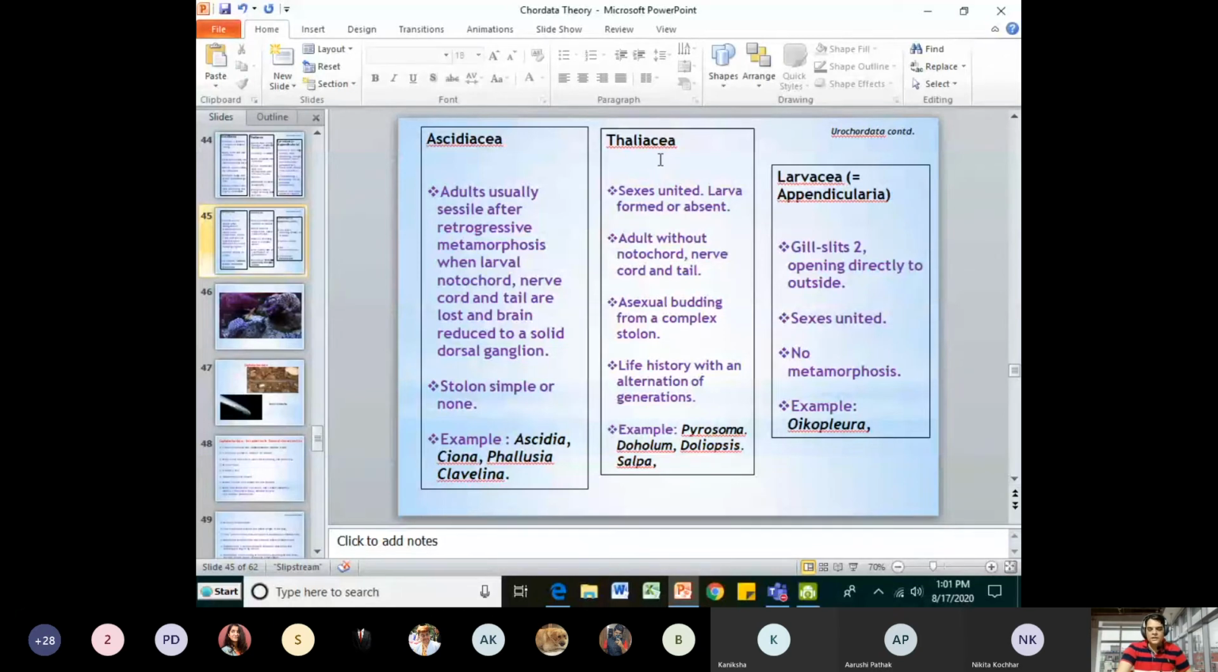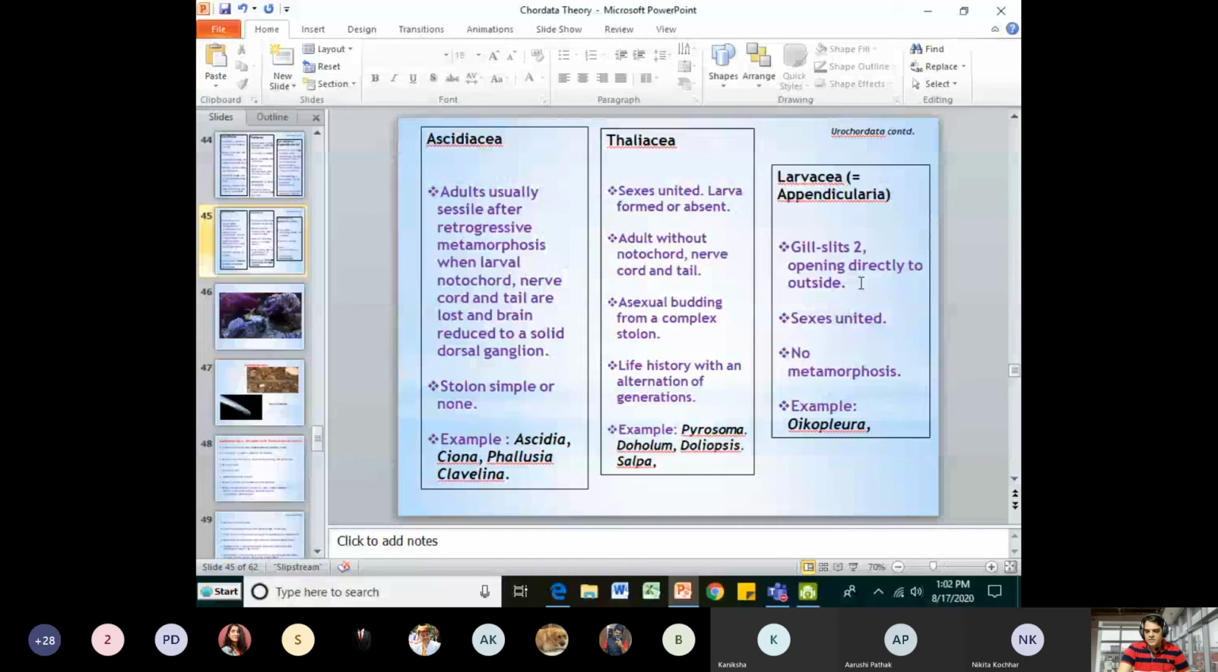Then this is the other characteristic of Thaliacea: sexes united, larva formed or absent, adult without notochord, nerve cord and tail, asexual budding from a complex stolon, life history with an alternation of generation. So this is an important feature of these animals belonging to Thaliacea, and this is how they differ from the Ascidiacea.